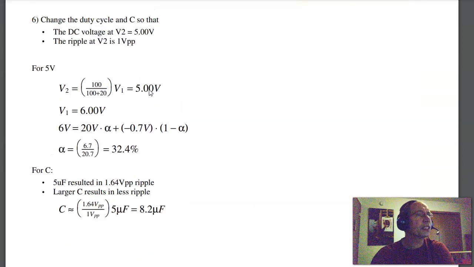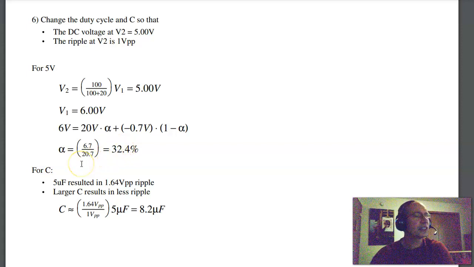Problem 6 is design. Change the circuit so that V2 is 5 volts and 1 volt peak to peak ripple. To get 5 volts at V2, I need 6 volts at V1. To get 6 volts at V1, I need a duty cycle of 6 over the input, 20 plus 0.7, which is 32.4%.